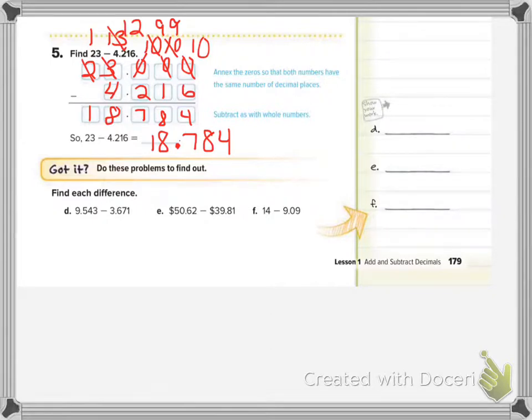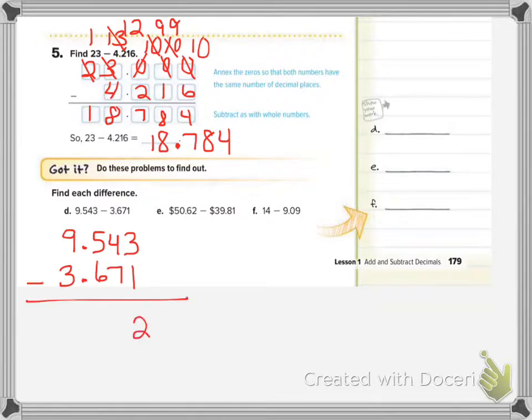Welcome back. We'll go ahead and subtract 9.543 and 3.671. You should always make sure that your numbers are lined up. This is not going to work for me. So I'm going to erase that and rewrite it. So I have 9.543 and 3.671. And I am subtracting.